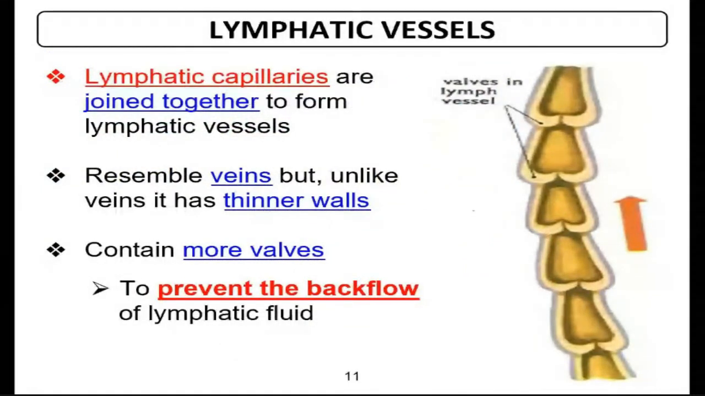The lymphatic capillaries join together to form vessels. Vessels resemble veins but have thinner walls. And vessels contain more valves sebab dia dah lebih diameter dia lebih besar. Jadi tekanan dia lebih, laluan dia lebih banyak, fluid cair dia lebih banyak. So they have more valves. Maksudnya dalam satu jarak yang lebih dekat ada valve. So the valve is there to prevent backflow.